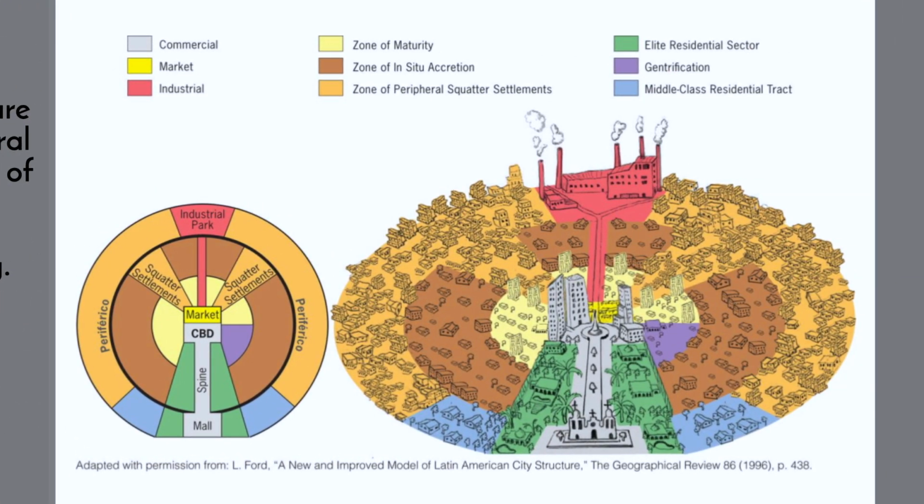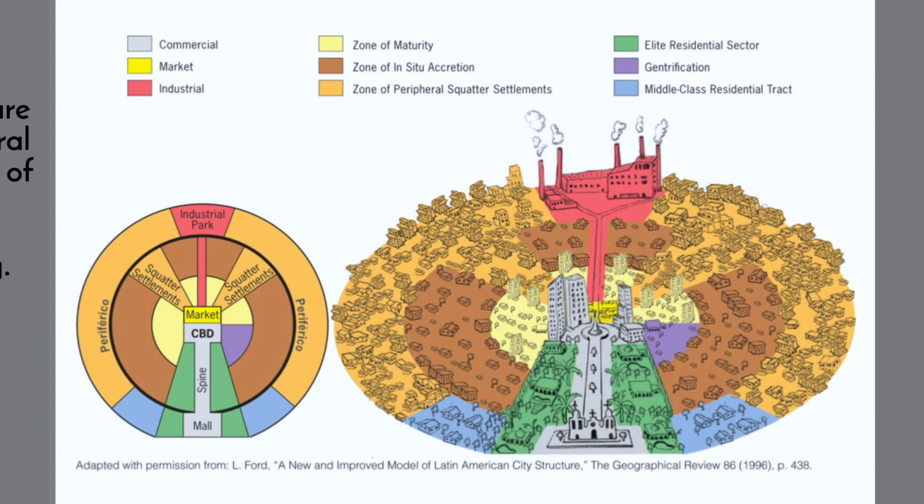And they create these squatter settlements where they don't own the land and they start to build up. That is the area that I'm talking about if you look at the orangish color on the way outside around the industrial park. So let's look at this model in detail.